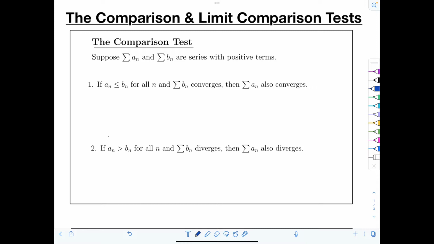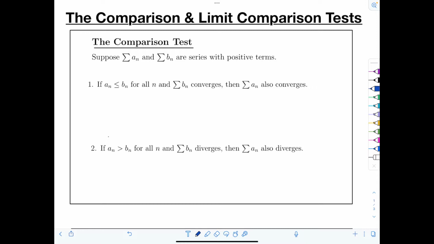All right, are you ready? We're just going to do a quick recap though about the tests. First, the comparison test. So say you have two series and both of them need to have positive terms. That's important. First way you can use the comparison test.